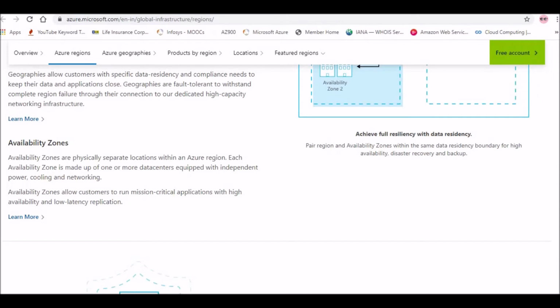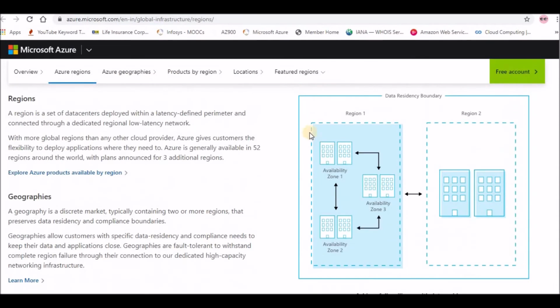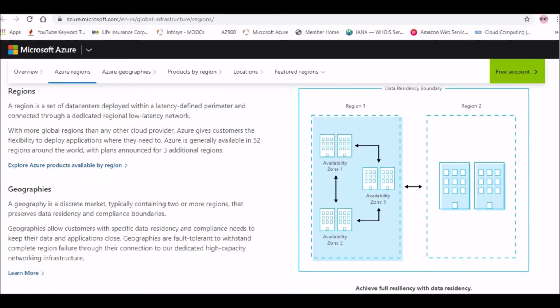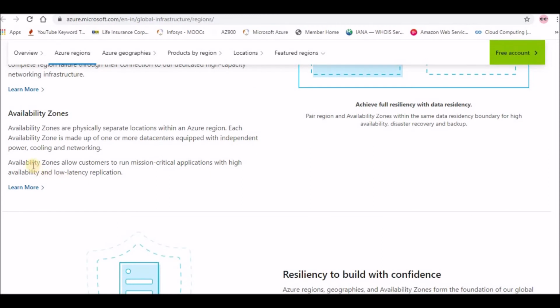So if there is any sort of failure in one data center, it is going to take the data from the other data centers. That is how they are designed. Availability zones allow customers to run mission critical applications with high availability and low latency replication.